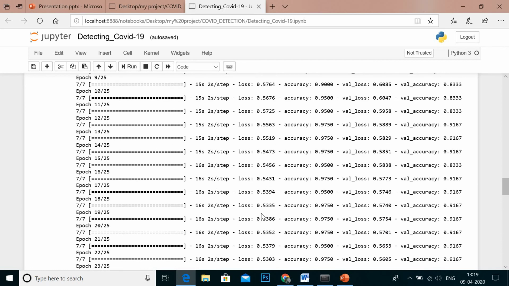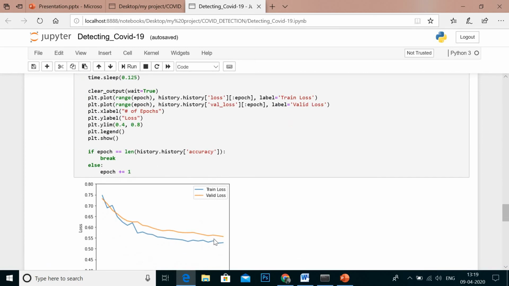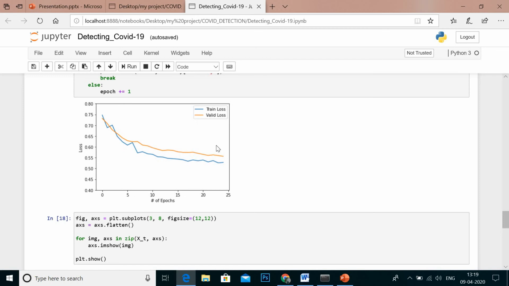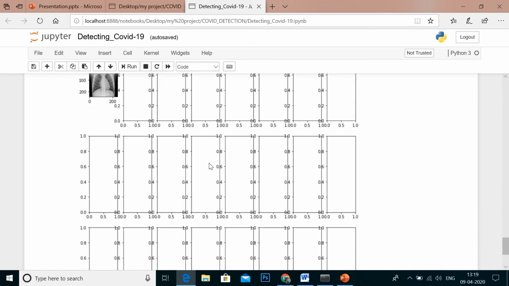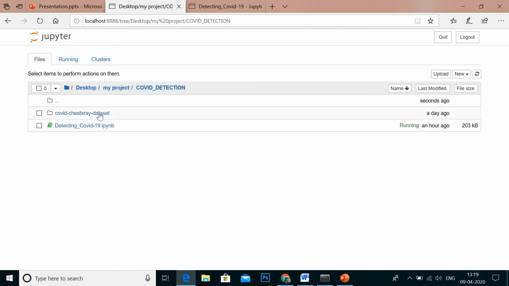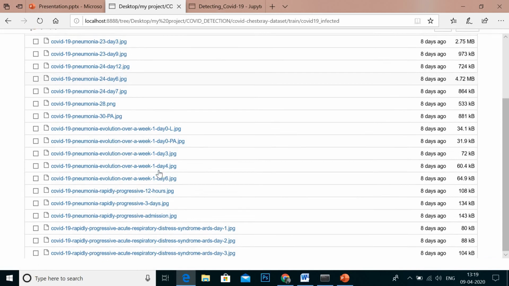This is the loss and accuracy we have obtained. This is the graph we have obtained for 25 epochs. And this is our dataset, train and validate, which consists of X-ray images.